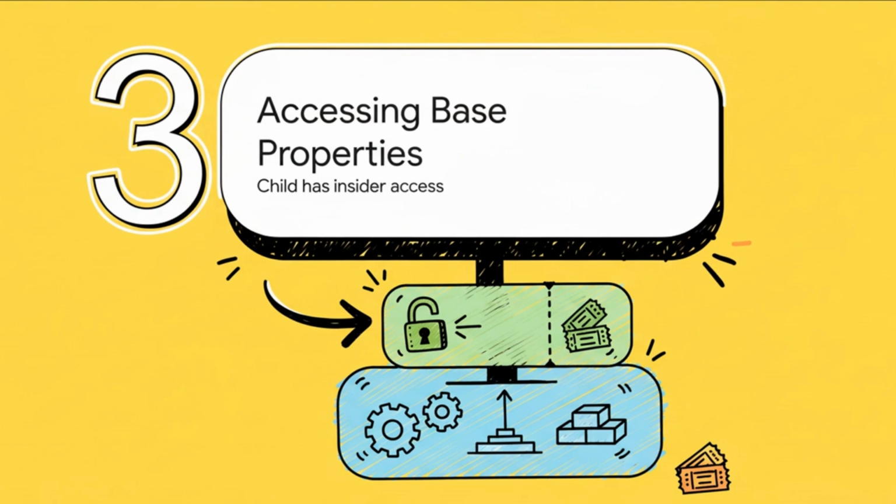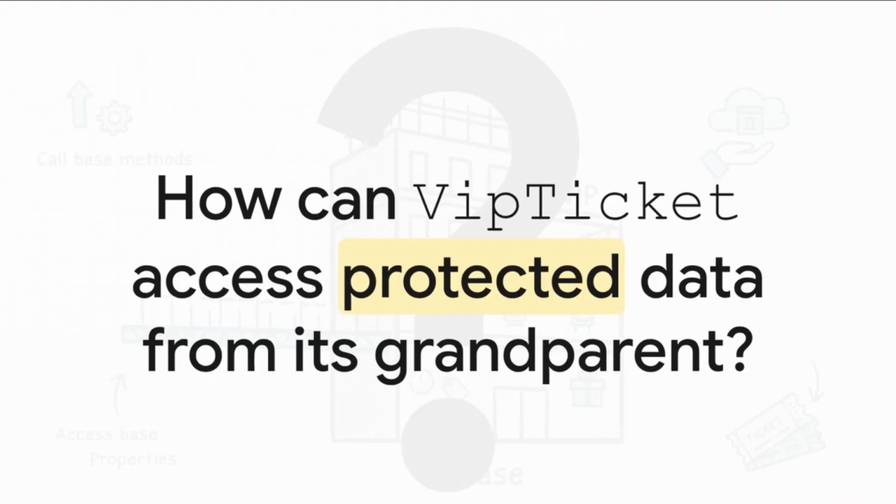All right, let's add one final layer to our system. We have a ticket and an event ticket. What if we want a new VIP ticket that needs some special insider access to information that's way back in its grandparent class? So here's our final scenario. That original ticket class has an issue date property. Now, we marked it as protected. That means it's not public for the whole world to see, but it's also not totally private. It's like a family secret. Any class that inherits from ticket gets to know about it.